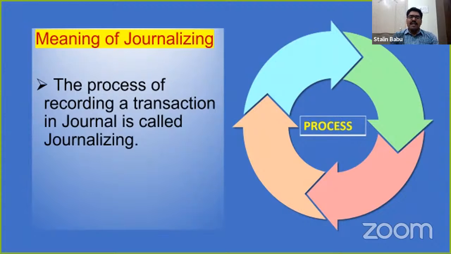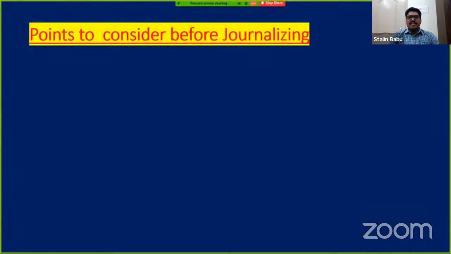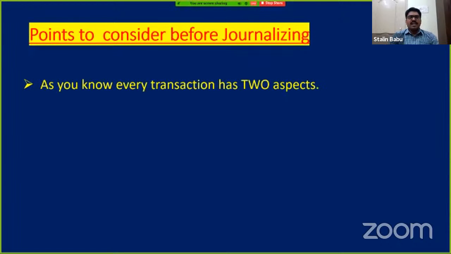Journalizing is nothing but a process. We follow the process to record the business transaction. So this process is called journalizing. The process of recording a transaction in the journal is called journalizing. Points to be considered before journalizing: before journalizing, you have to look out for the following.